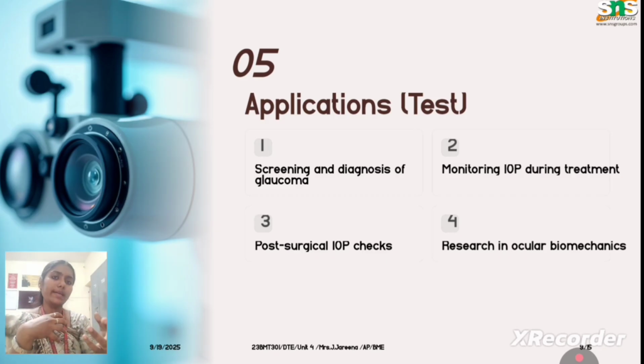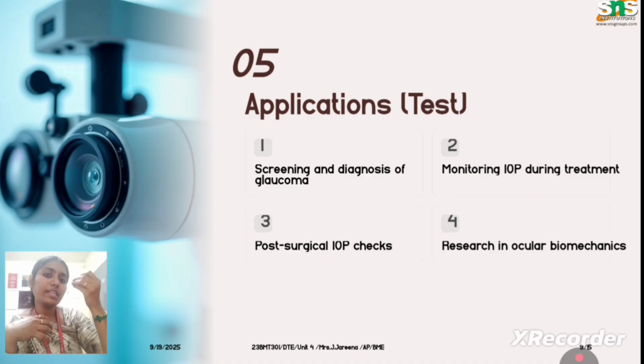Contact means we are making direct contact. In that case we are applying the probe directly onto your cornea, and then we measure the pressure. Non-contact means you just pass over the surface with a light touch. So that is the non-contact type.